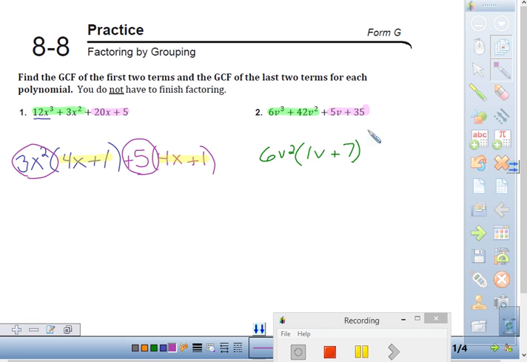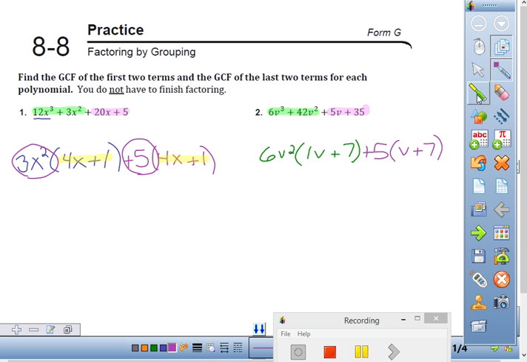Factoring the pink. I see 5 and 35, so the greatest common factor is 5, and I can't take off any v's. So I'm left with v plus 7. Double check to see if my chunks are the same, and they are.